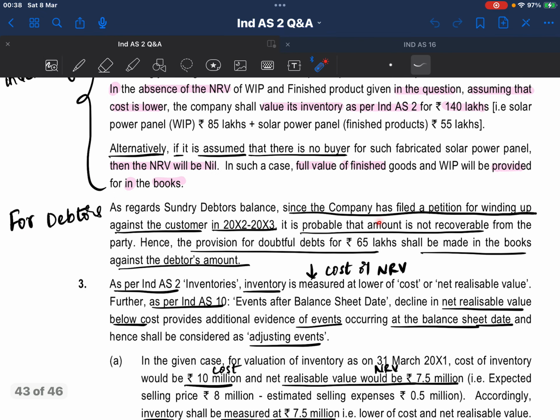For debtors, since the company has filed a petition for winding up against the customer in 2002-03, it is probable that the amount is not recoverable. Hence, the provision for doubtful debts of rupees 65 lakh shall be made in the books against the debtor's amount.